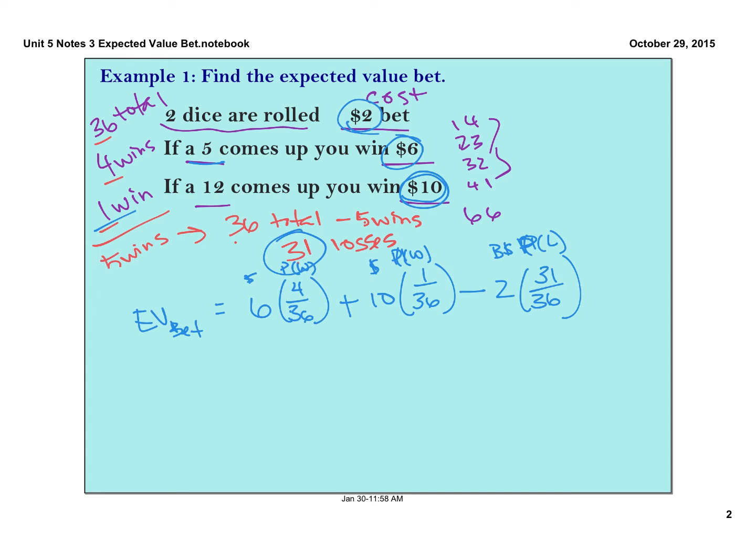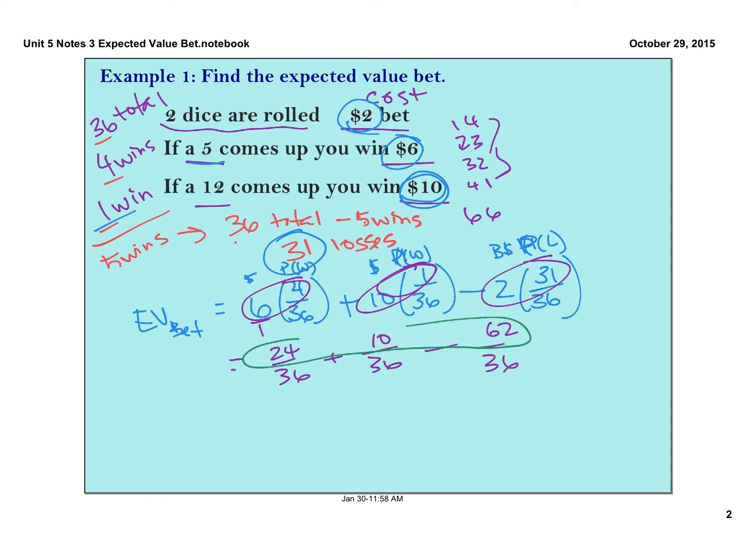Now we're going to go ahead and calculate these things. Remember that this is 6 over 1 and I can just multiply my numerators. So that's the same thing as 24 out of 36 plus 10 out of 36 minus 62 out of 36. When you add and subtract fractions with the same denominator, you add and subtract their numerators. So I am looking at 24 plus 10 minus 62.